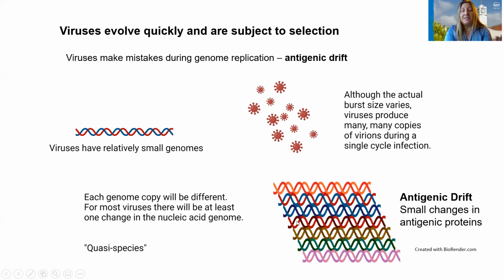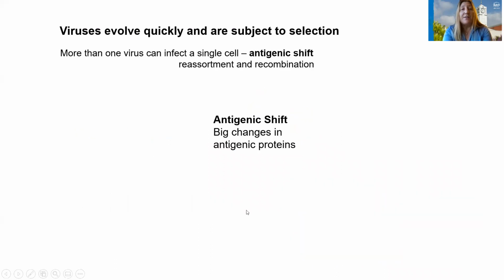And in some viruses, their replication is error prone. And so in some viruses, it's estimated that each genome copy has at least one nucleotide change, even in a single infection cycle. And so within an individual, this can be termed quasi-species, all these different variants from virus infection. Viruses can also change through other mechanisms, such as reassortment and recombination. And this causes a larger change and is considered antigenic shift.